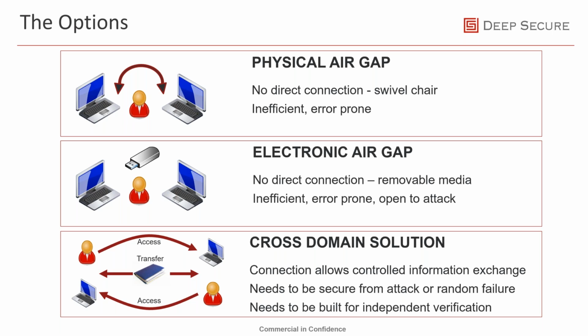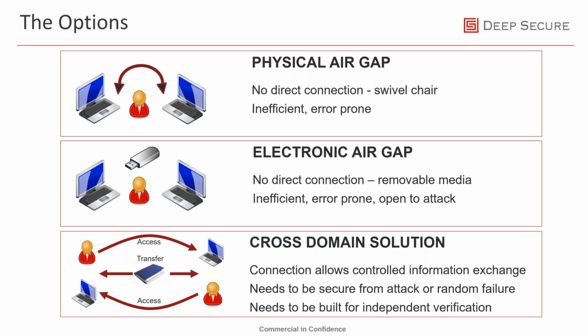And that's the key part, this independent verification part, because it makes it different from what you do if you were just using mainstream commercial gateways. The owners need independent assurance that the security provided is equivalent to physical separation. To make this possible, a cross-domain solution has to be built in a way that makes analysis straightforward, practical, and affordable.